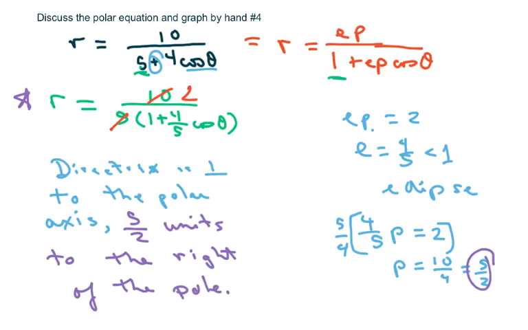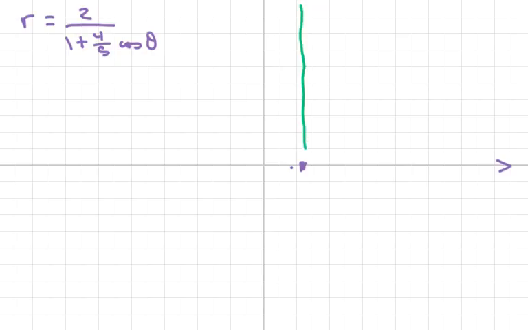Okay, so basically let's go over here and graph it. I'm giving you more information than you probably need to know on this, and it can be a little confusing, but let's do that. So we have 2 over 1 plus 4/5 cos of theta. My directrix is 5 over 2, which is 2.5, which is about here, and it's perpendicular to my axis, so I'm going to draw a vertical line here. The pole is there, and we know that our foci are going to lie on the axis right in here. So that's going to help us out.